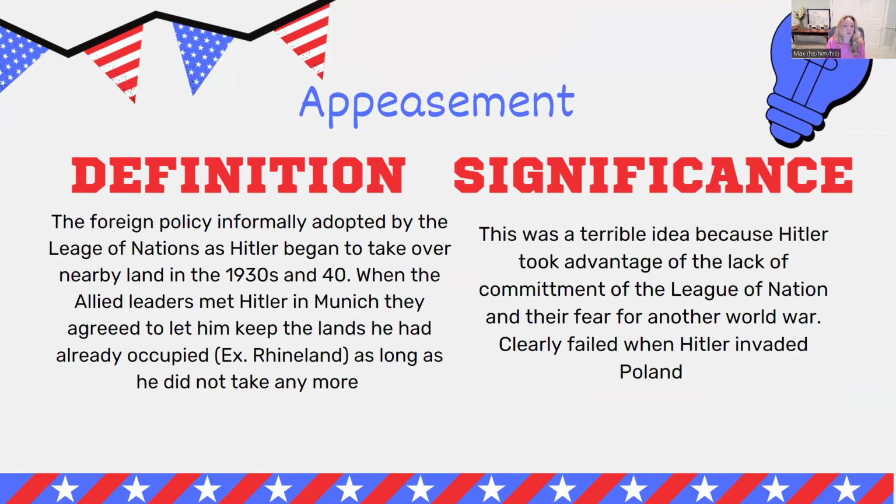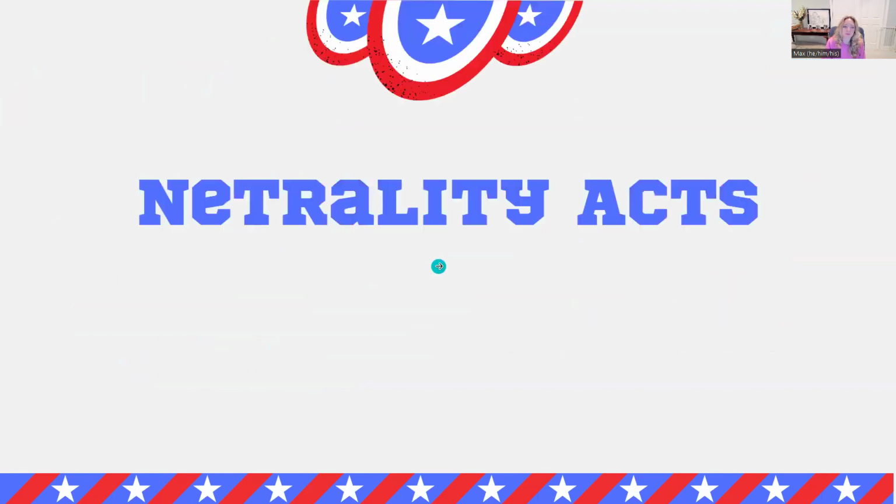The foreign policy informally adopted by the League of Nations as Hitler began to take over nearby land in the 30s and 40s. When the Allied powers met Hitler in Munich, they agreed to let him keep the lands he had occupied so far, like the Rhineland and Sudetenland, as long as he didn't take any more. So appeasement is kind of synonymous with that Munich agreement. This was an absolutely terrible idea because Hitler totally took advantage of the lack of commitment of the League of Nations and their fear of causing World War II to invade Poland, and then that's what started World War II.